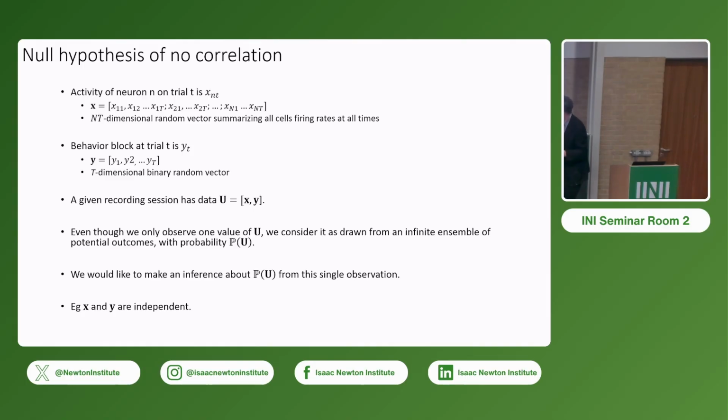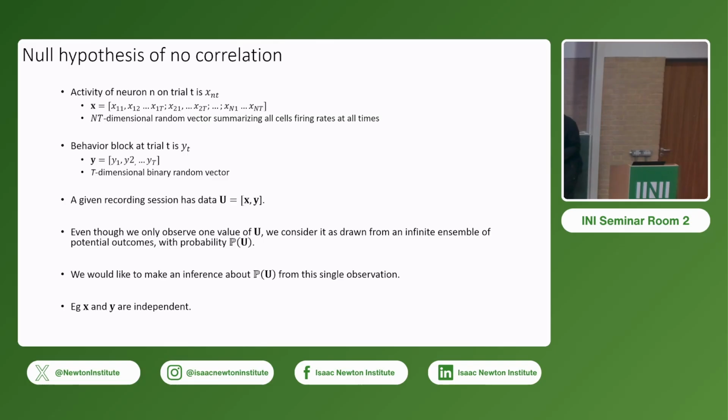And our null hypothesis is that this matrix is independent of that vector. The whole matrix is independent of the whole vector. So there could be correlations between neurons, and there could be correlations between times, and there could be correlations between behaviors at different times. That's all fine under the null hypothesis, but there can't be correlations between any one of the neurons at any time and any one of the behavioral choices at any time. That's our null hypothesis.